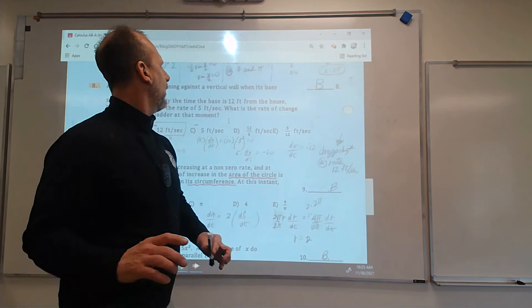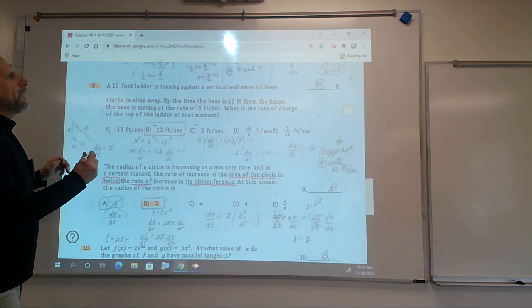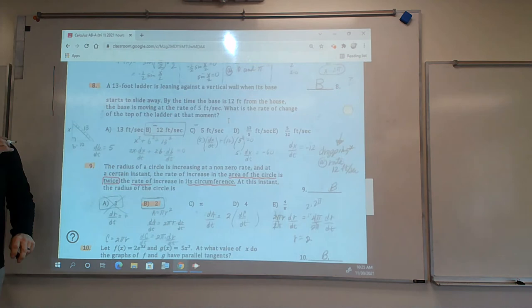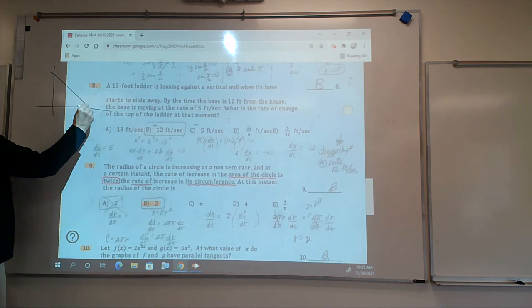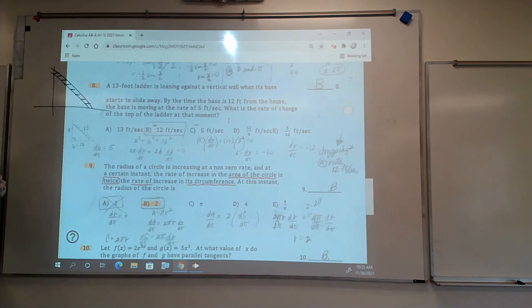So we have a 13-foot ladder leaning against a vertical wall. When the base starts to slide away... we kind of did a problem like this already, didn't we? Okay, this is the real one. Here we go. Ladder. If your ladder is not perfect, you lose points. No. 13-foot ladder. This is not changing.